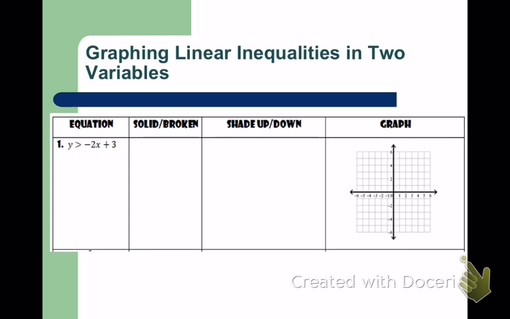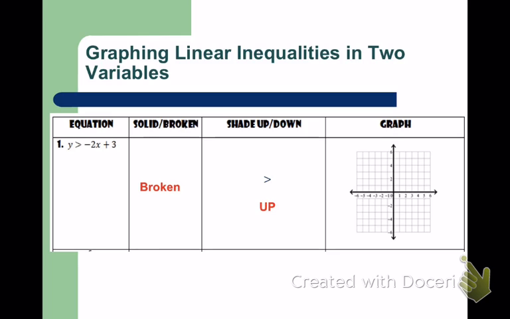So let's go ahead and do some examples, and it's just kind of broken up for us to make sure we're asking ourselves the questions. Is it solid? Is it broken? Is it shaded up or down? So we're going to start with this first one. We know it's going to be a broken line because there is no equals on my greater than symbol. Then we're going to shade up because it's a greater than symbol. So greater than means above, so up.